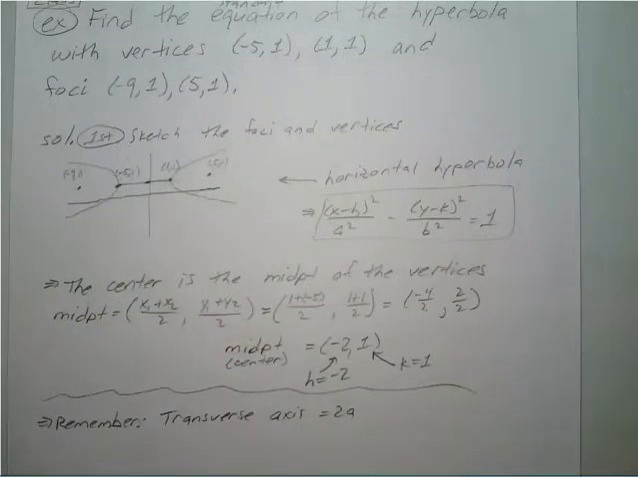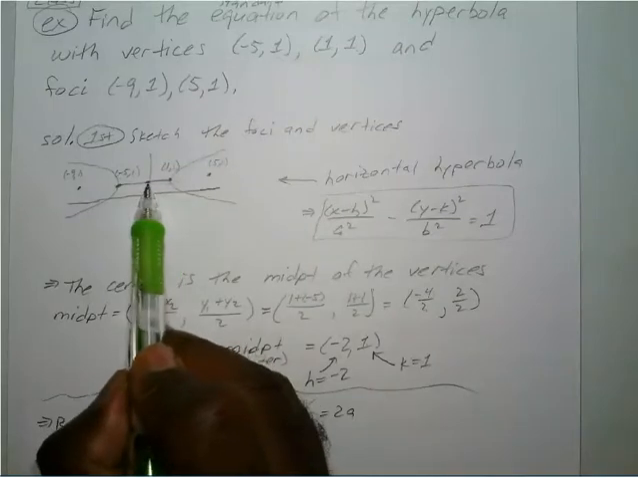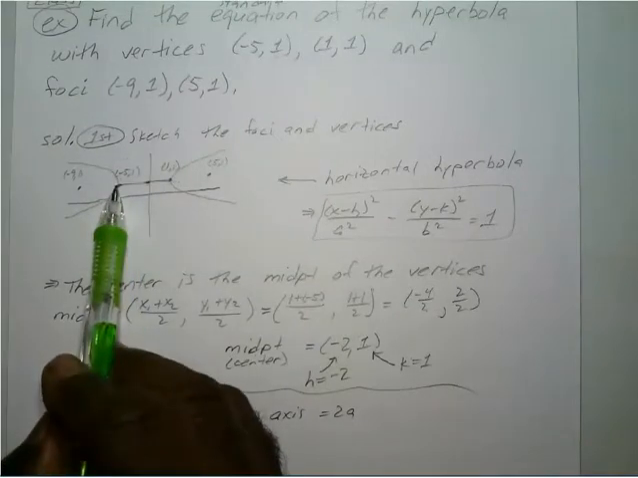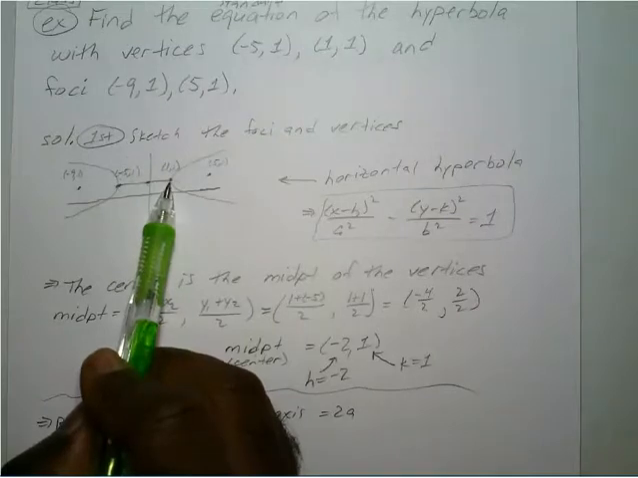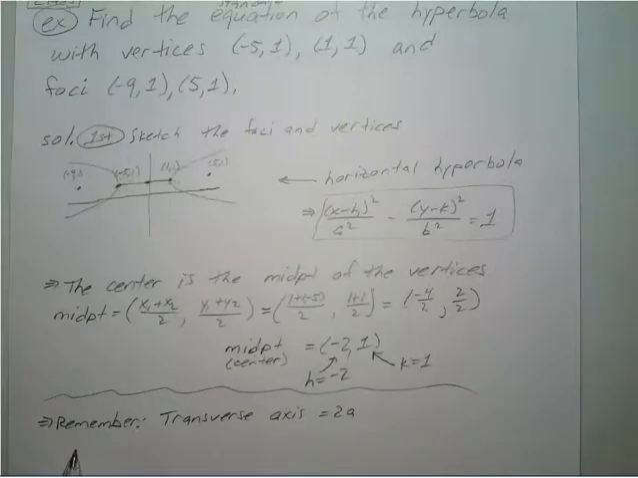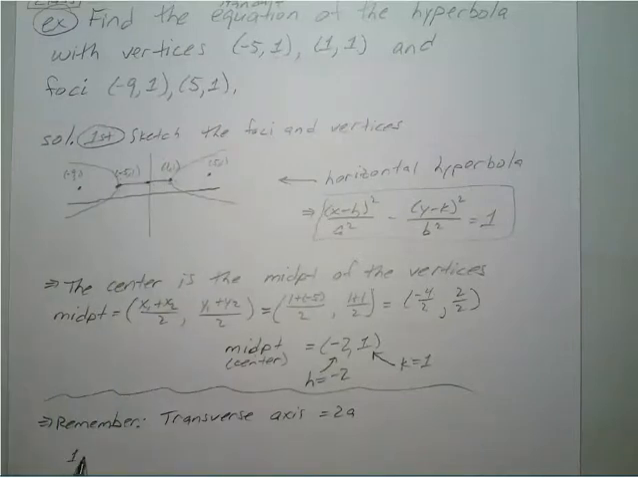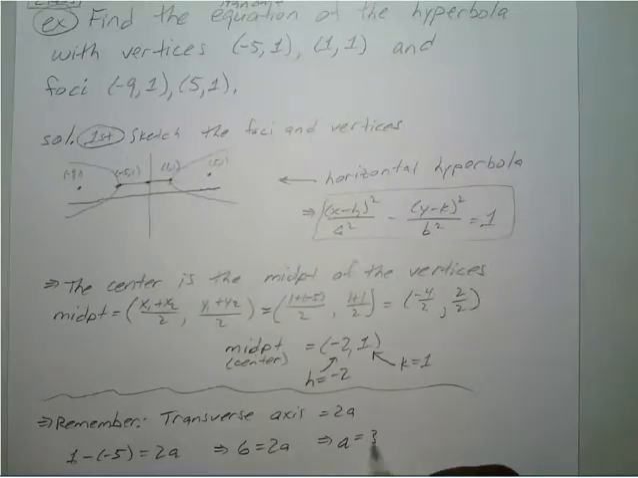That's your transverse axis. And we know that's equal to 2a, because from the center to this vertex is a, and from the center to this vertex is a, so the whole thing is 2a. So if we can find the difference between -5 and 1, we know that will equal 2a. So our x equals -5 and x equals 1, we have to find the difference. So 1 minus -5 will equal 2a. That's 1 plus 5, so 6 equals 2a. Divide both sides by 2. a is equal to 3. Okay, so we were able to find that one.